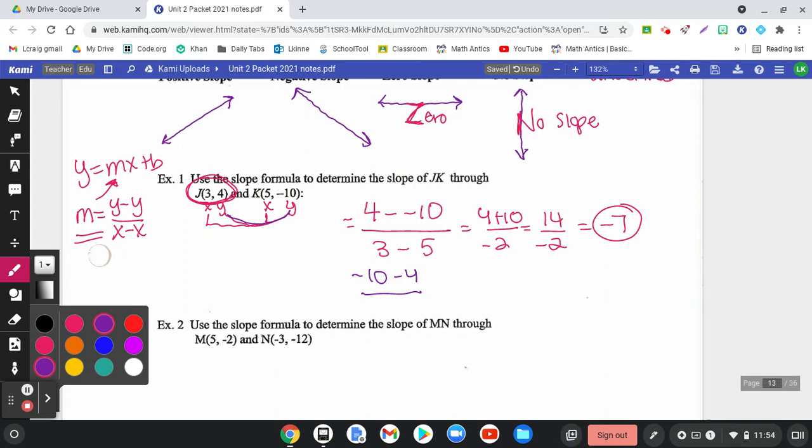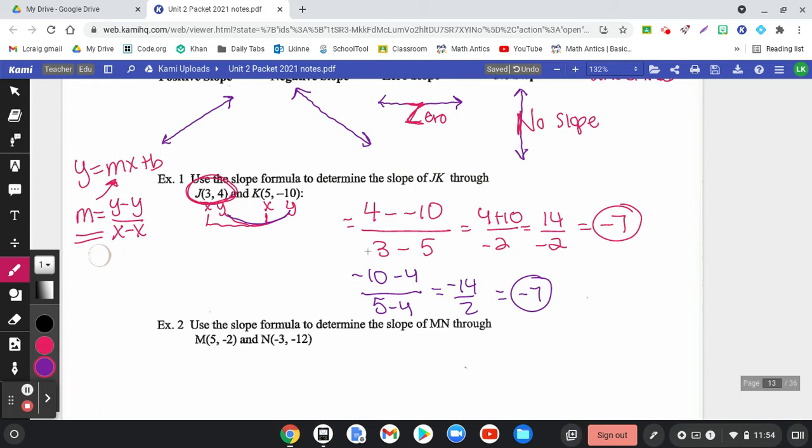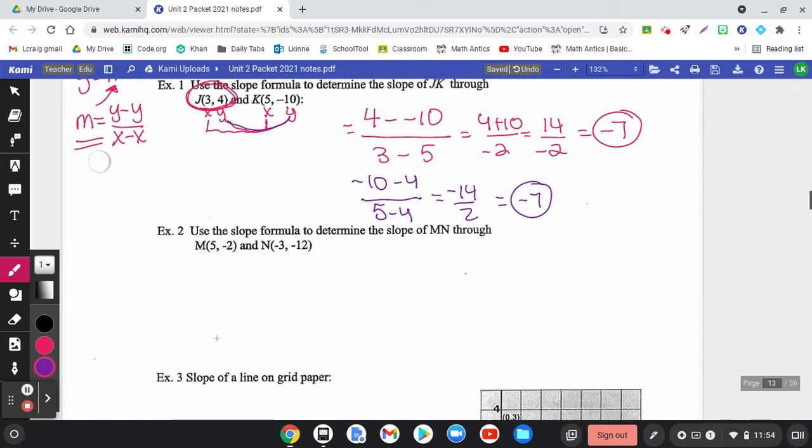And since I started with negative 10, I'd have to do 5 minus 4. You end up getting negative 14 over 2, which is also negative 7. So it doesn't matter which way you go with it, you'll get the same slope. I tend to just go from left to right.